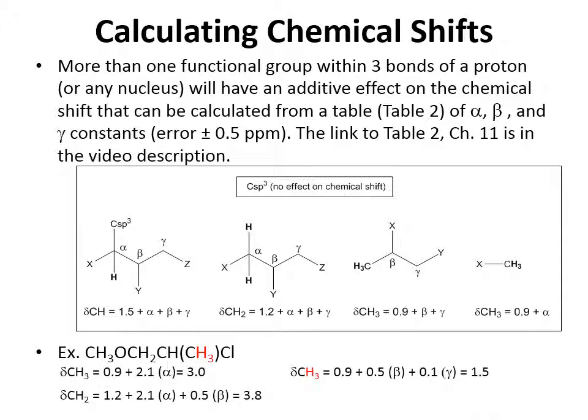Now for the CH2 group, we start with 1.2, and then we add 2.1 for the alpha substituent of methoxy, and 0.5 for the beta substituent of Cl. That gives us a chemical shift estimation of 3.8. And then for the CH, we have 1.5 plus 2.2, which is for the chlorine, that's the alpha substituent, plus 0.3 for the beta methoxy. That gives us an estimated chemical shift of 4.0.